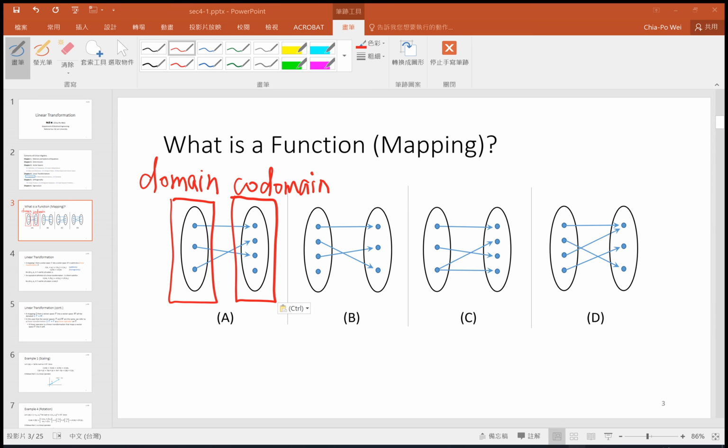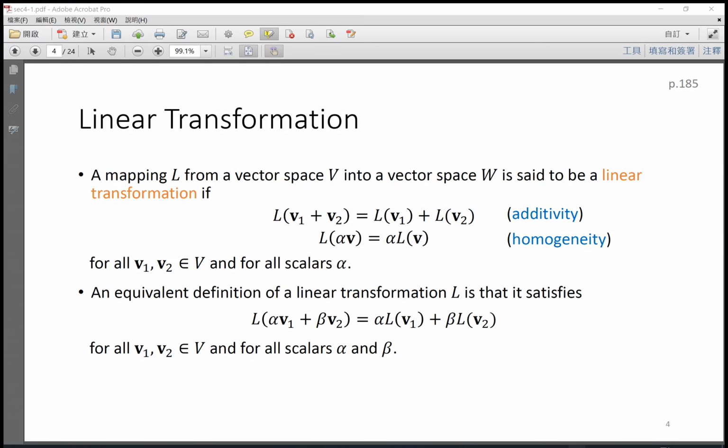For a function, the input space is called the domain, while the output space is called the codomain. Every element in the domain must have one mapping to some element in the codomain, and every element in the domain can have only one mapping. If it has 2 mappings, then it is not a function. A transformation is also called a function or a mapping.